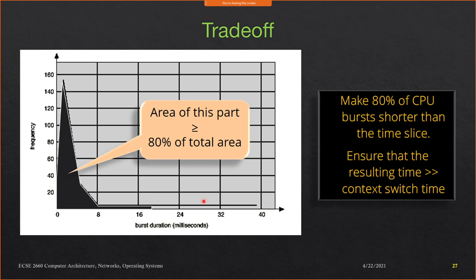So make 80% of the CPU bursts shorter than the time slice. That's what your goal is going to be, to pick the balance between the too small time slice and the too large time slice. You want to ensure that your time slice is much greater than the context switch time, and you're choosing a value such that 80% of your CPU bursts, right, the area of this part is 80% of the total area. There's going to be a particular time slice value that allows that to happen. That's how you calculate a suitable time slice value.